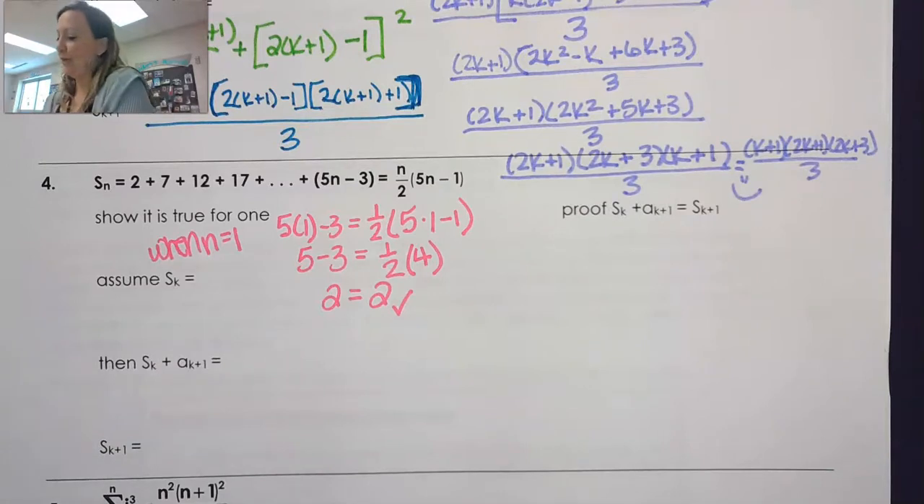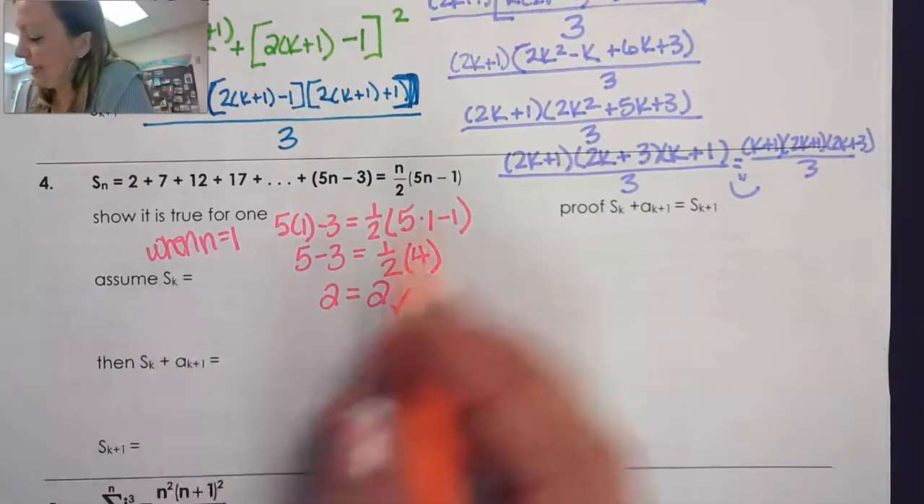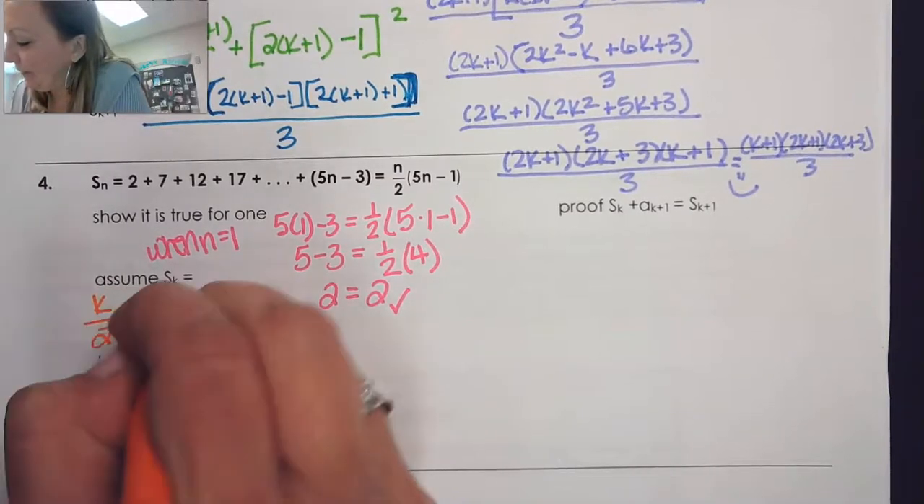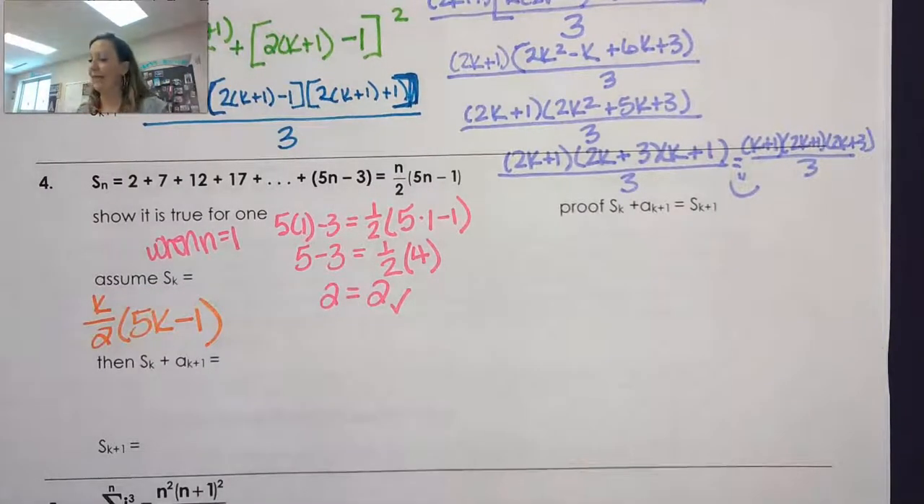All right, so now I'm going to assume that S sub k is k over 2 times 5k minus 1. That needs to be stated, that assumption. We're assuming this is true then.